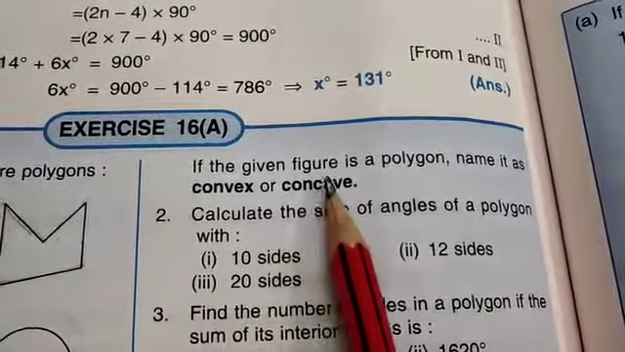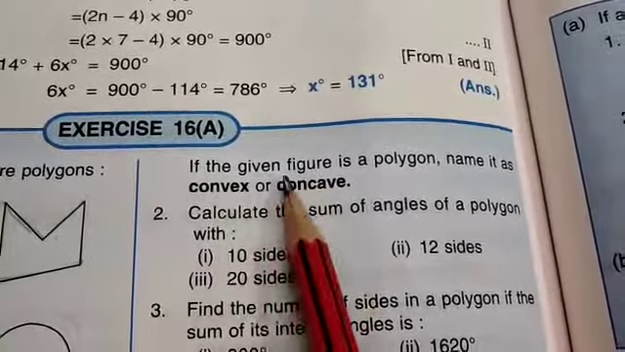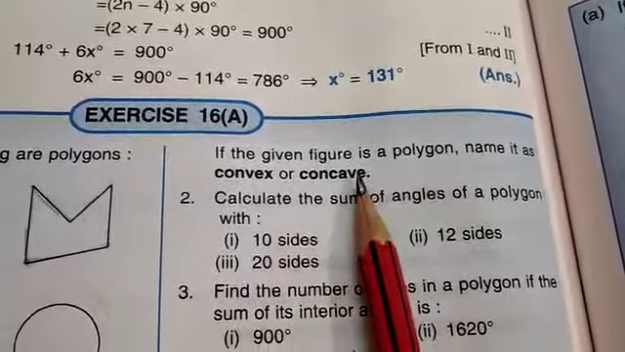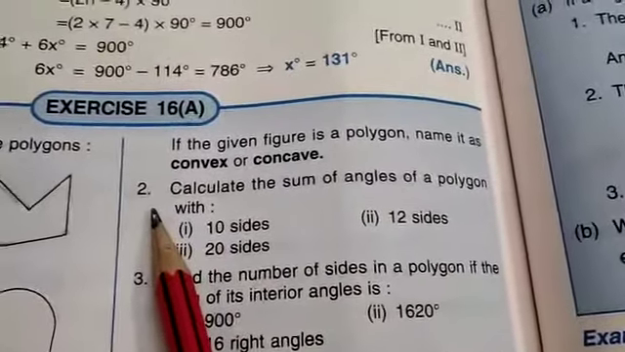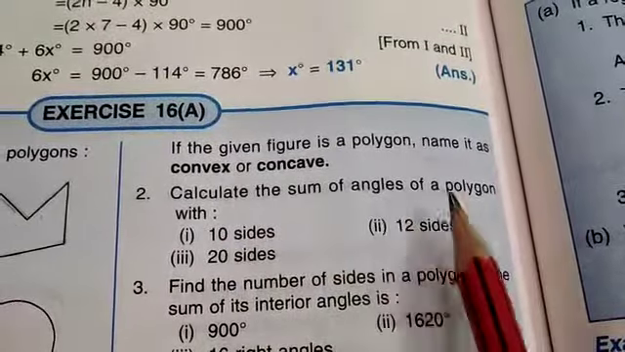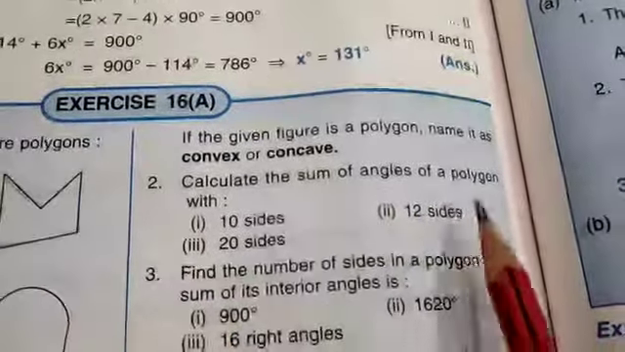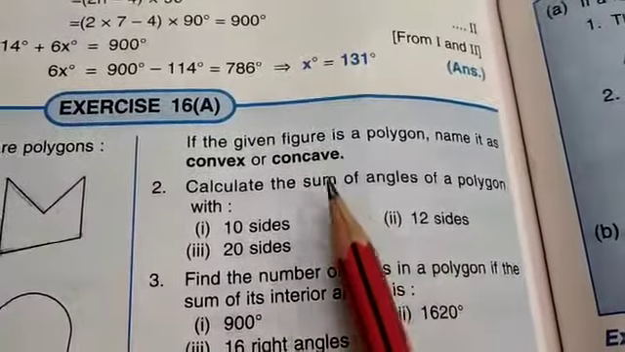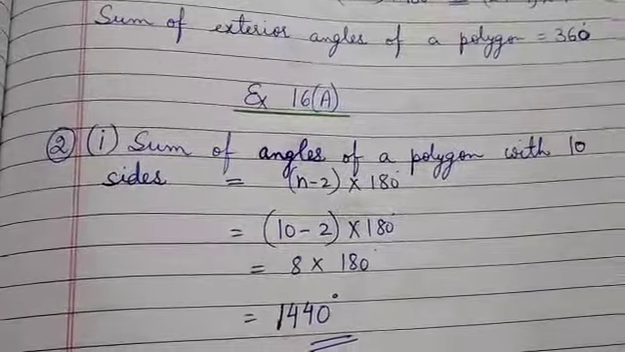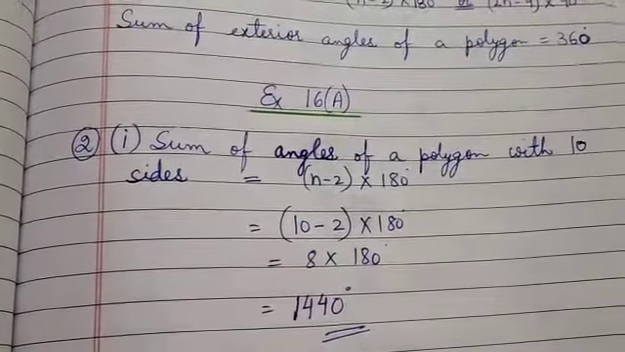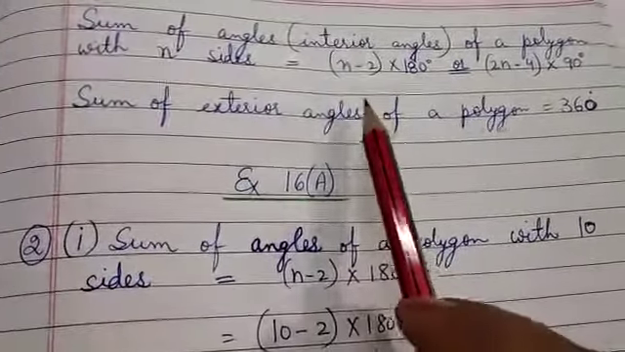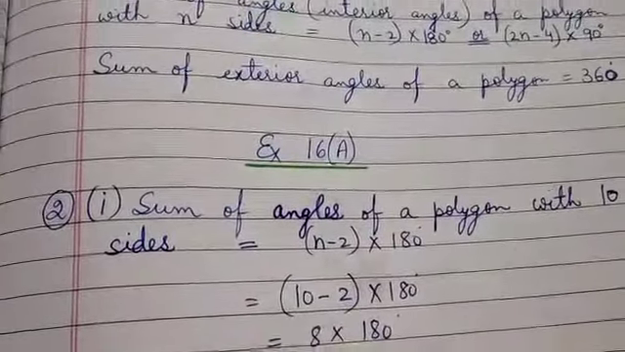It is given: if the given figure is a polygon, name it as convex or concave. Okay, so see question number 2. Calculate the sum of angles of a polygon with the number of sides given in 3 subparts. You have to find the sum of the angles of a polygon. Just now we discussed the formula, children. The sum of angles of a polygon is (n minus 2) into 180 degrees.